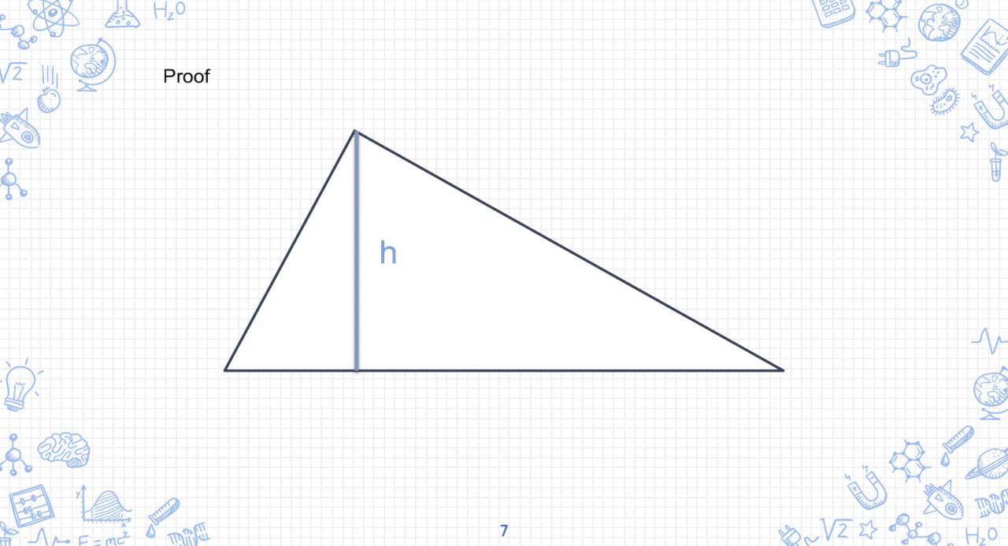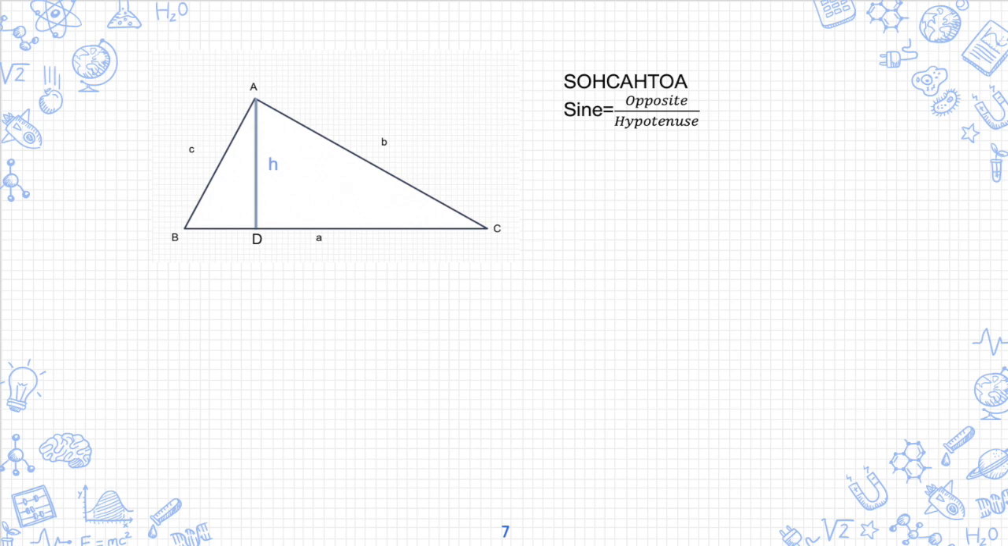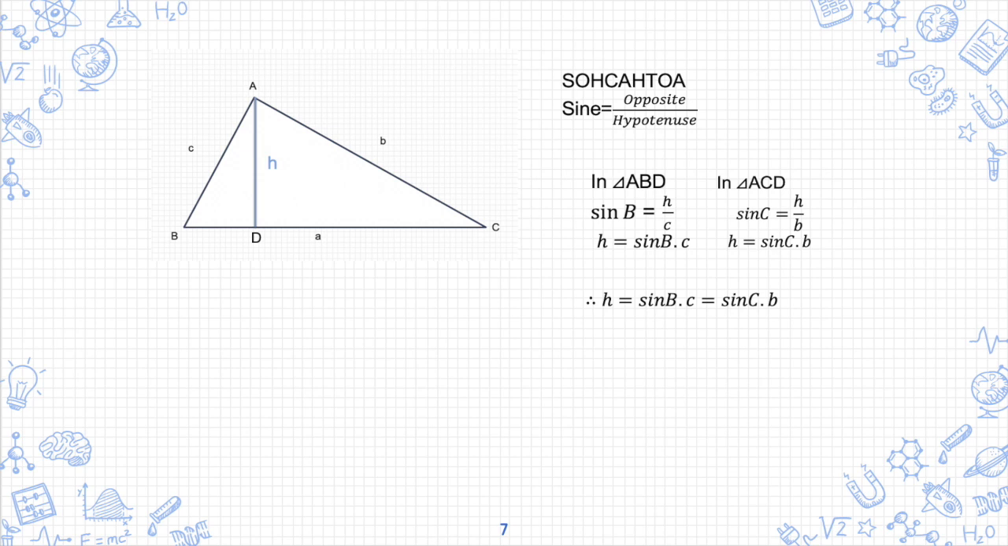So how does the sine rule actually work? Let's get into the proof of the sine law. Here we have triangle ABC that is split up into two smaller triangles at H, which is for height. In the first triangle, ABD, sine B will equal H over c, as opposite over hypotenuse. Therefore, H will equal sine B times c. And in the other triangle, ACD, sine C will equal H over b. Therefore, H will equal sine C times b. Therefore, H equals sine B times c, which also equals sine C times b.